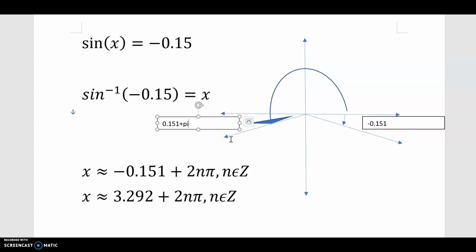Now, how do I know there's no more than 2? Because within one unit circle of sine, if you really think about it, you can even think about the graph of y equals sine x. If I graph y equals sine x and I graph the horizontal line of negative 0.15, within one period, how many times will my graph intersect that line? And the answer is it's only going to intersect once. Okay, so that's how you would do something like sine.